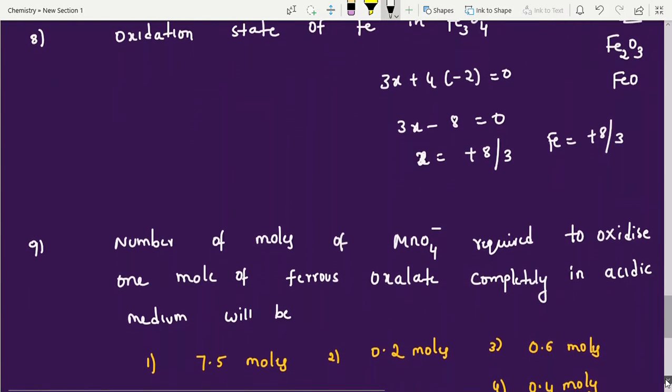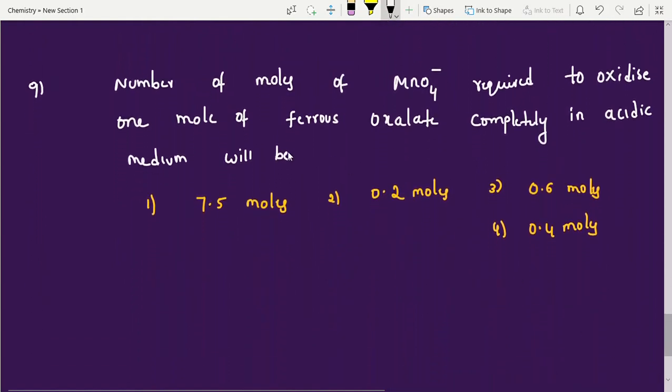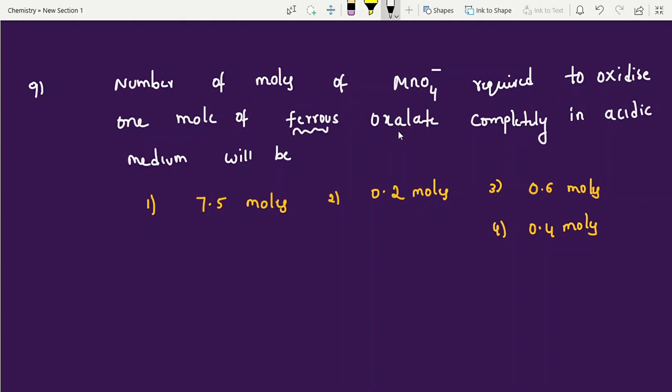Yes, this is one of the good model questions, students. Most of the students were confused by this question. Number of moles of MnO4 minus required to oxidize 1 mole of ferrous oxalate. Ferrous oxalate completely in acidic medium. I am writing the first reaction, students. MnO4 minus. How to convert to ionic form we have discussed now. Next, oxalate. Oxalate ion. Fe.